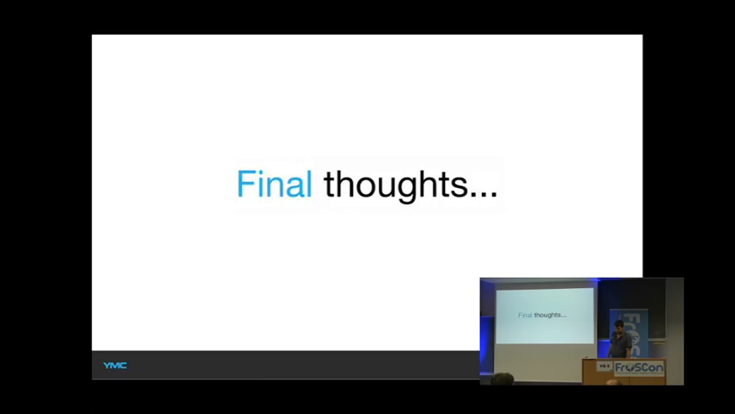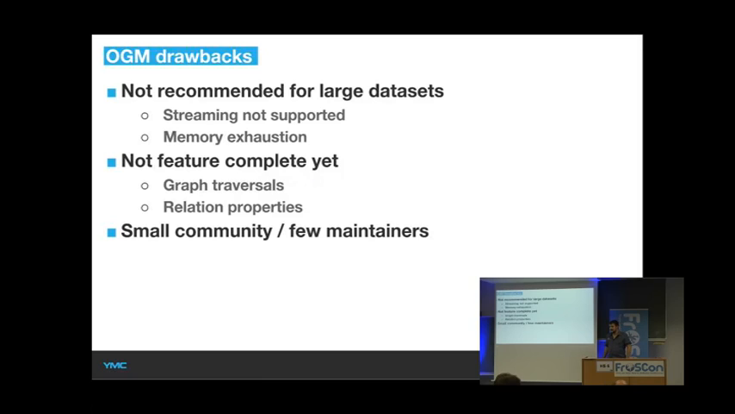So we are almost at the end. Some final thoughts of mine personally. There are some drawbacks, as we already got from the questions. On the OGM library, I will not recommend it for very large data sets, because this whole entity mapping is kind of overhead. So if you have a billion nodes, huge data sets, you probably don't want to use the entity mapping.